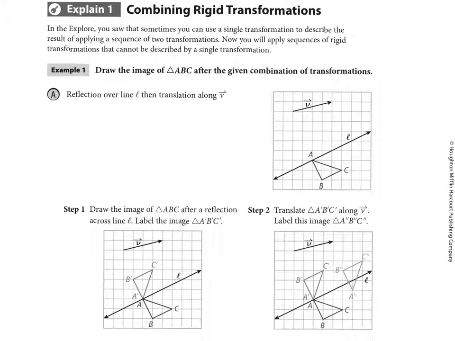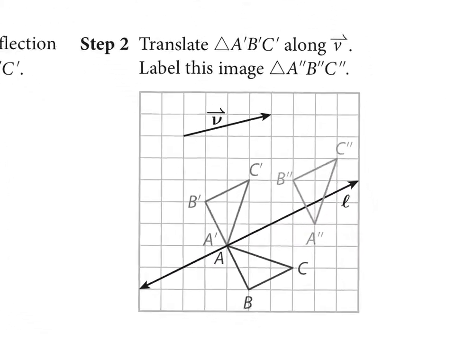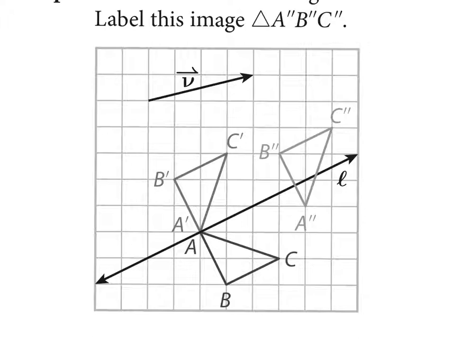Notice also with the notation, if I zoom in here, that the pre-image has no primes with it. It's just the original A, B, and C. Our reflection is A prime, B prime, and C prime, and then our final image, which is after that translation, becomes A double prime, B double prime, and C double prime. So just be aware of that notation.